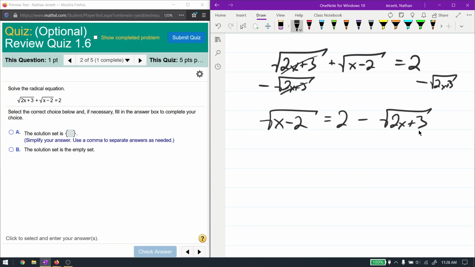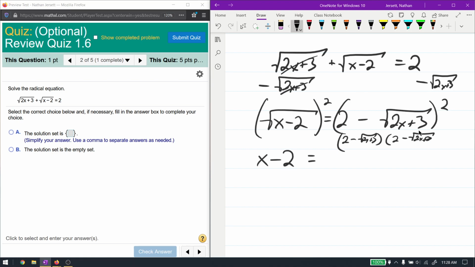And now I can get rid of the radical by squaring. So make sure you square both sides, all of both sides. The square and the square root cancel, giving me x minus 2 on the left-hand side. On the right-hand side, I can expand this into two of these things and then FOIL it out. I get 4. 2 times negative root 2x plus 3, and then we have negative root 2x plus 3 times 2. Those are like terms. They're going to add. That's going to give me 4 times root 2x plus 3.